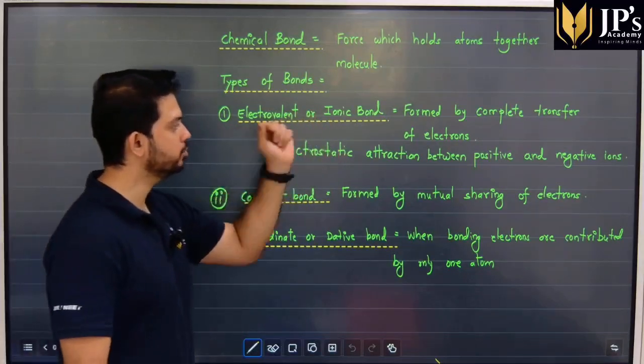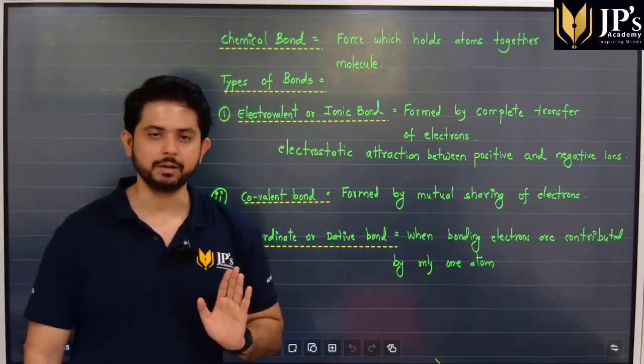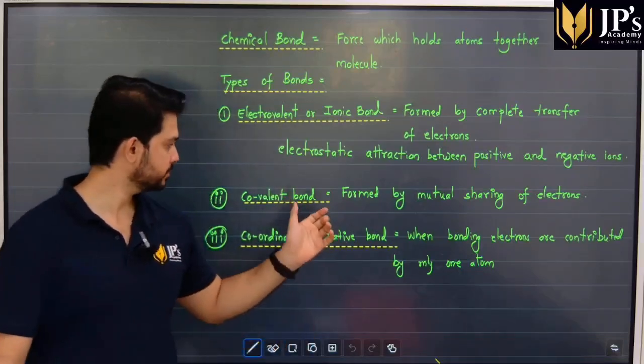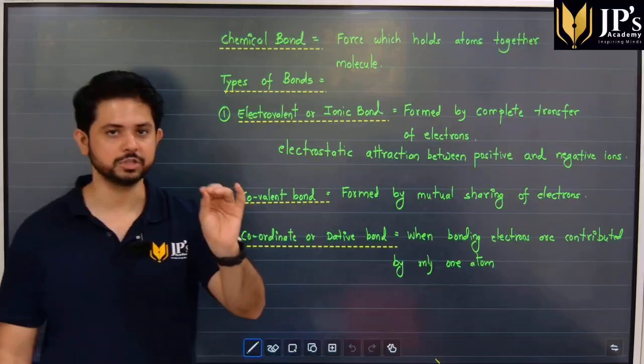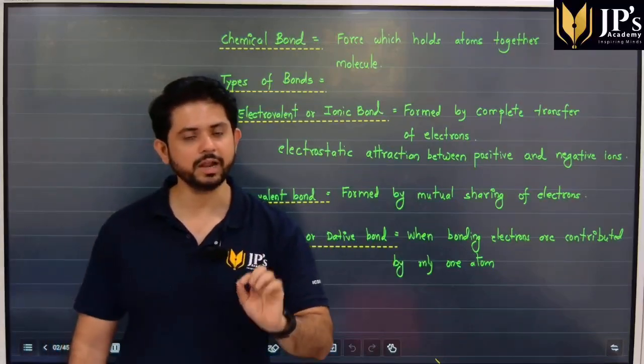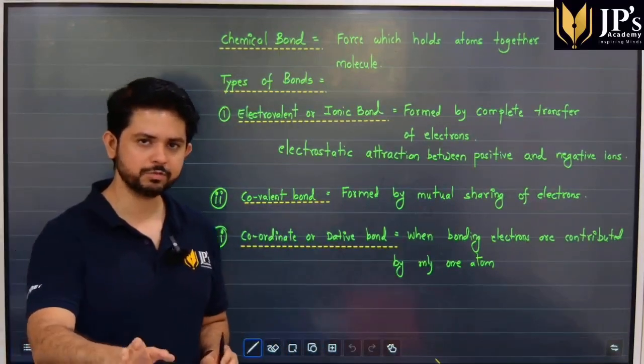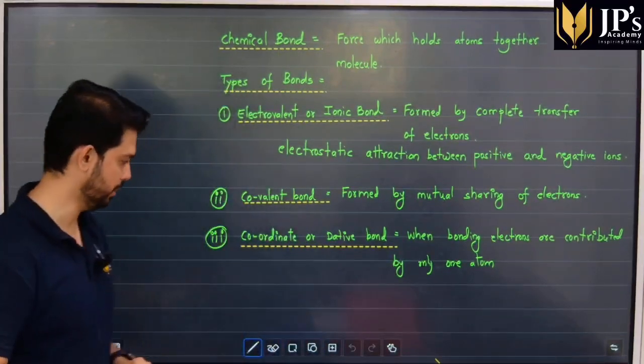What is, student, electrovalent bond or ionic bond? Bonds formed by mutual sharing, pardon me, transfer of electrons. Covalent bond is formed by mutual sharing of electrons. Coordinate bond is when there is one donor and one acceptor. A coordinate bond, students, once formed is more or less a covalent bond.